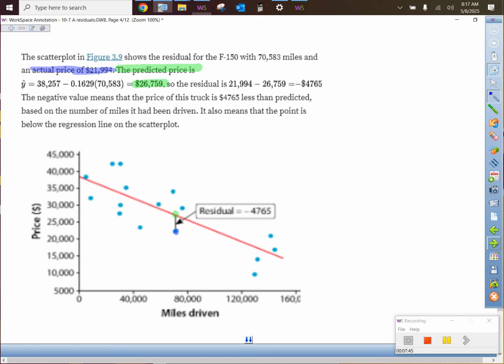The residual, if you just look right here, here's an actual price. This blue dot right there is the actual price of one of these trucks that's been driven 70-some-odd thousand miles, actual price of $21,994. But the model predicted this green dot of $26,759. Can you see that this is the predicted and this is the actual? Is it above the line or below the line? Below. So when you do the residual, you subtract the actual minus the predicted, and you see it was off by negative $4,765. A residual is just how far off the actual is from the predicted in that one. So it's a little subtraction.